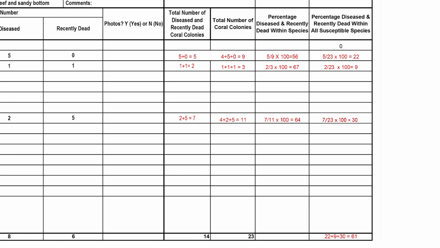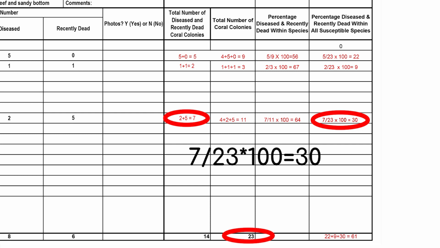In order to determine how the disease prevalence of each species or group contributes to the total percentage of diseased corals at a site, add up the number of corals within species that were identified as diseased and recently dead, and divide that by the total number of corals that were counted and multiply by 100. This should include the number of live, diseased, and recently dead corals across all species and groups, and will give you an idea of the species most affected by the disease at the site.